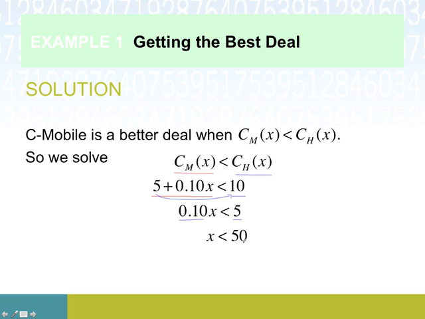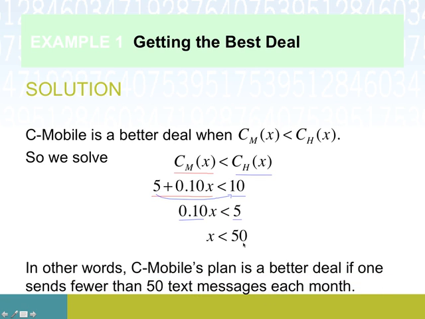That's not actually the answer to our question, though. x is less than 50 is the mathematical result here. But what we really need is something in words that describes what's going on. x is the number of text messages we send. It's saying we should be less than 50. And remember how this started: C-Mobile is a better deal when, and then we follow this all the way through, C-Mobile is a better plan when x is less than 50. That is, if you send fewer than 50 text messages, C-Mobile is going to charge you less per month than Verizon would with their unlimited texting plan.